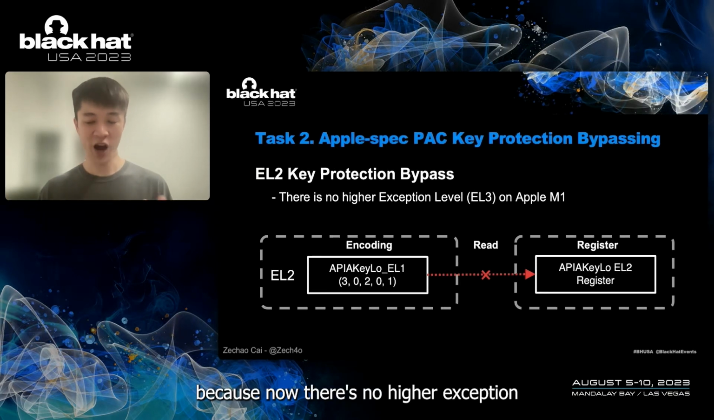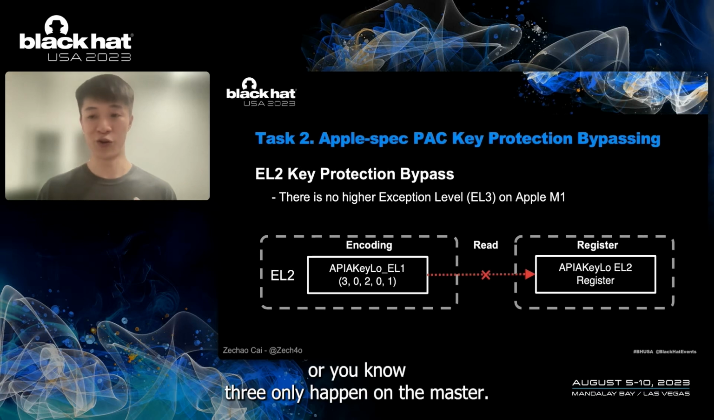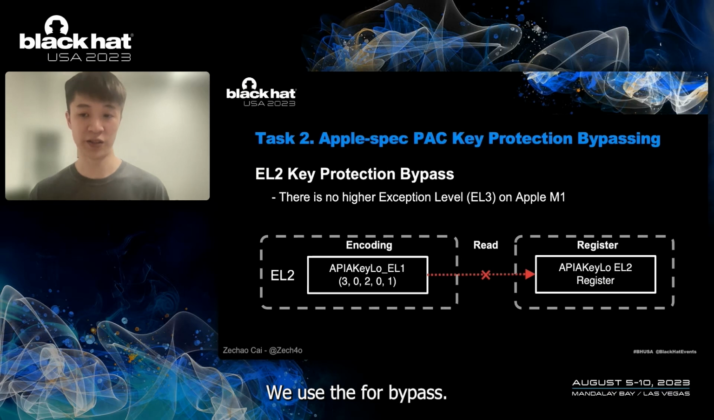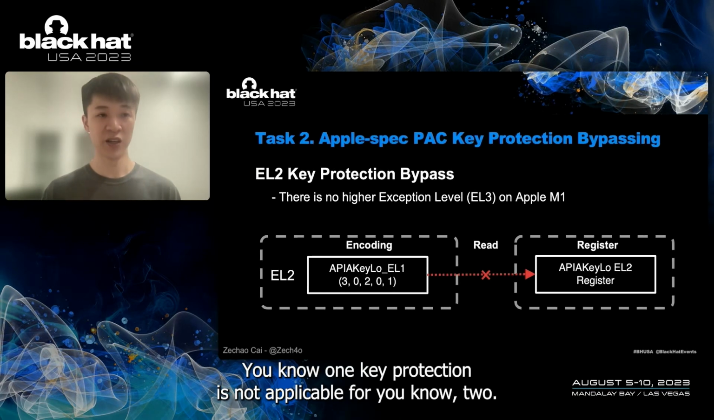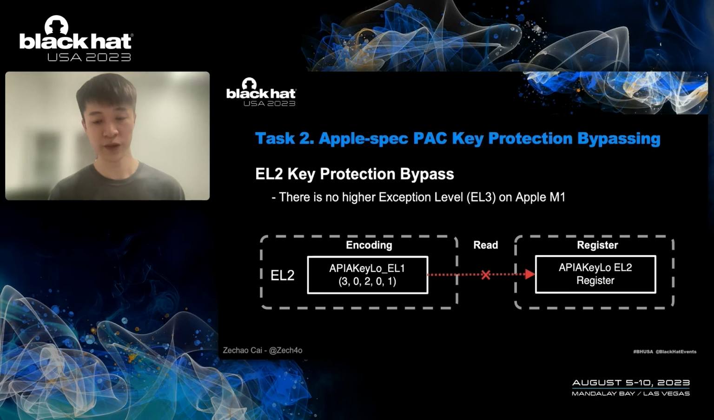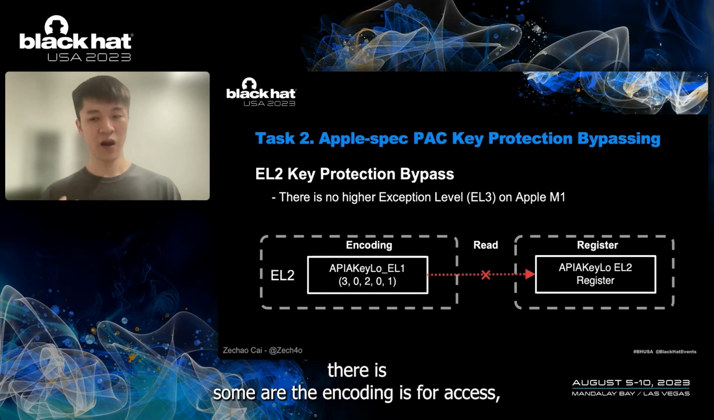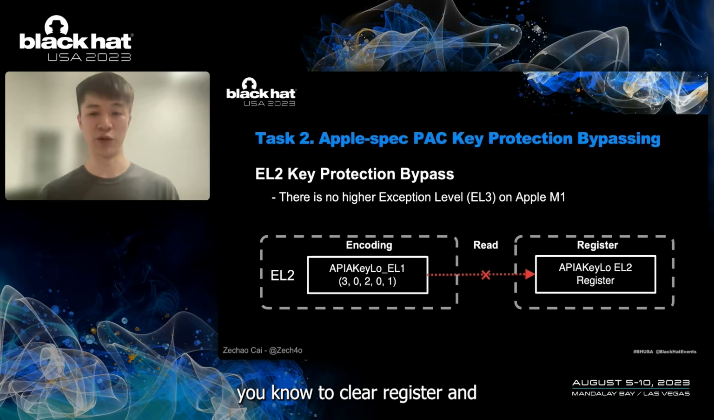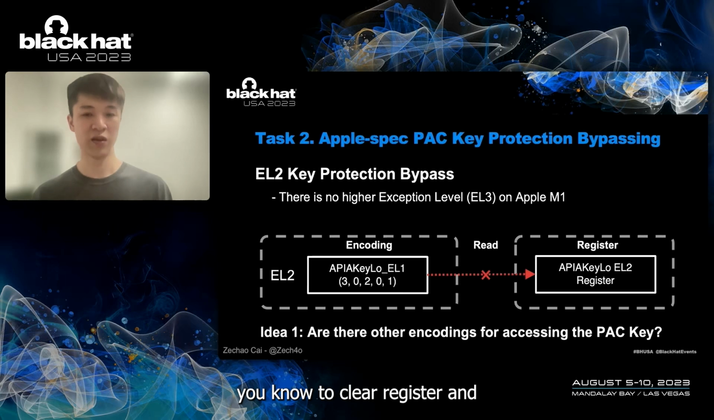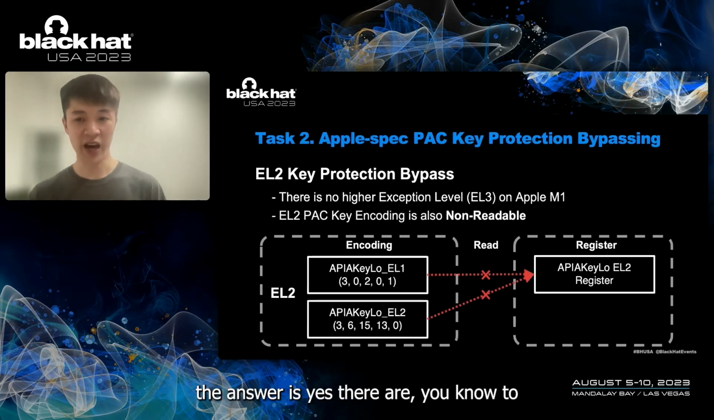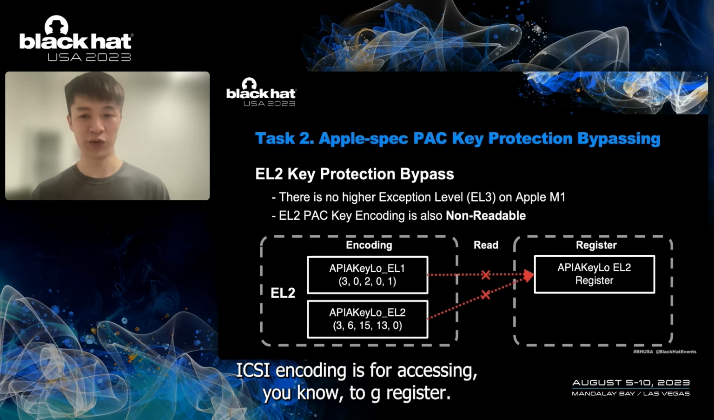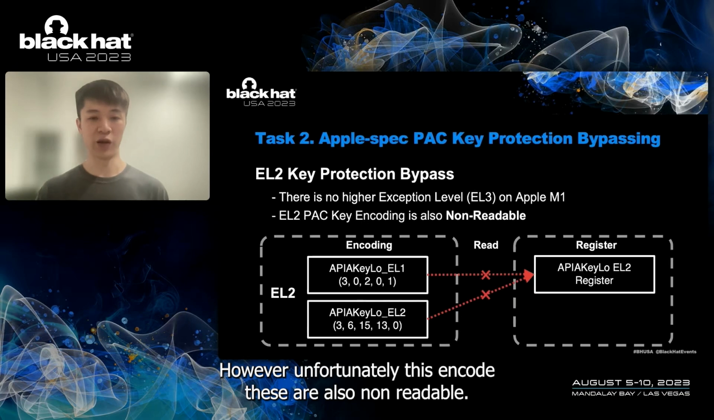Because now there's no higher exception level or EL3 on 8.1, the method we used to bypass the EL1 key protection is not applicable for EL2. So my first idea is: are there some other encodings to access the EL2 key register? And the answer is yes. There are EL2 key encodings for accessing the EL2 key register. However, unfortunately, these encodings are also non-readable.